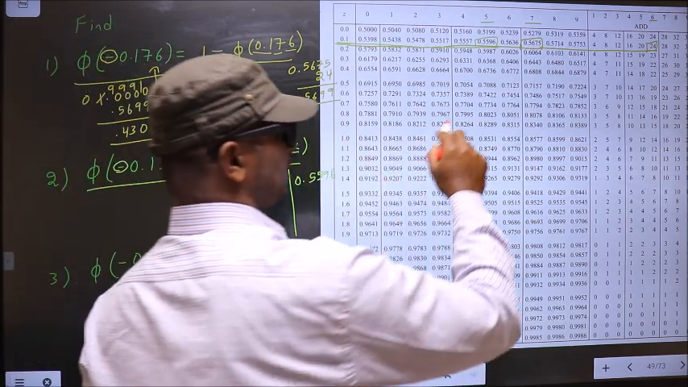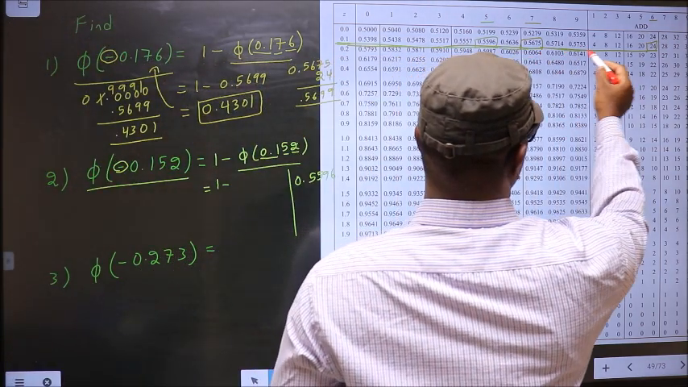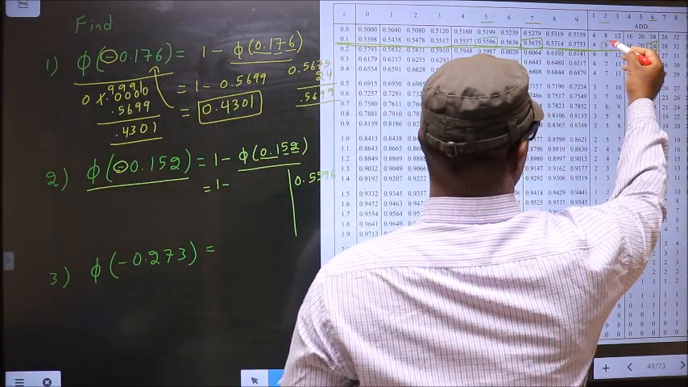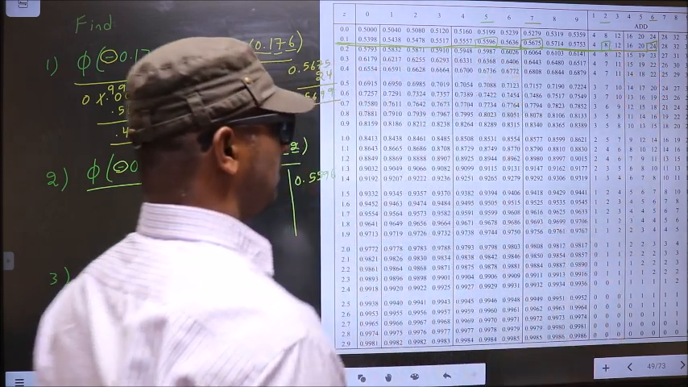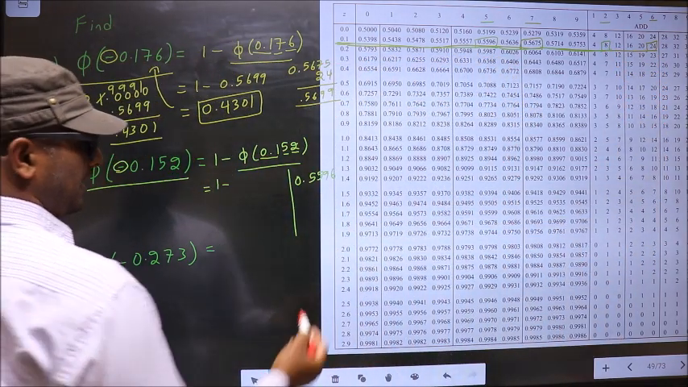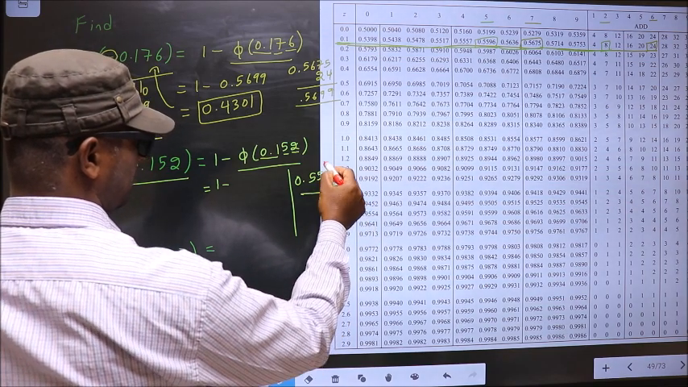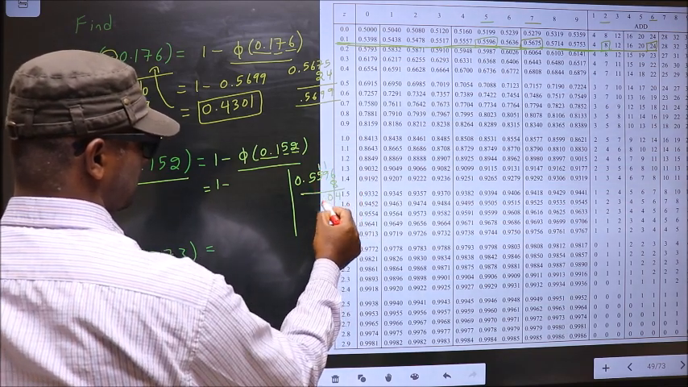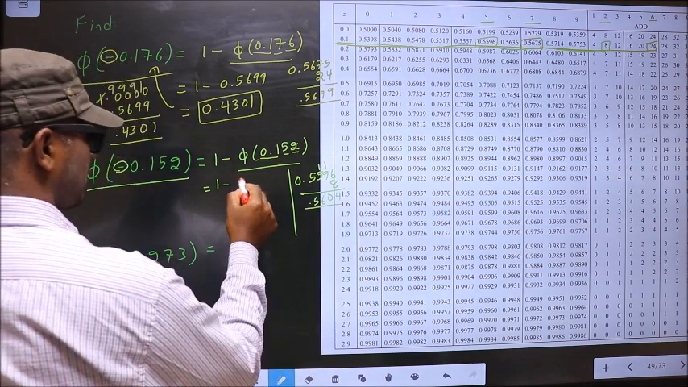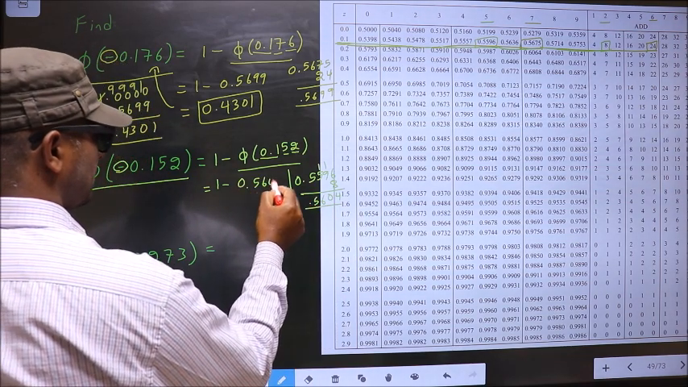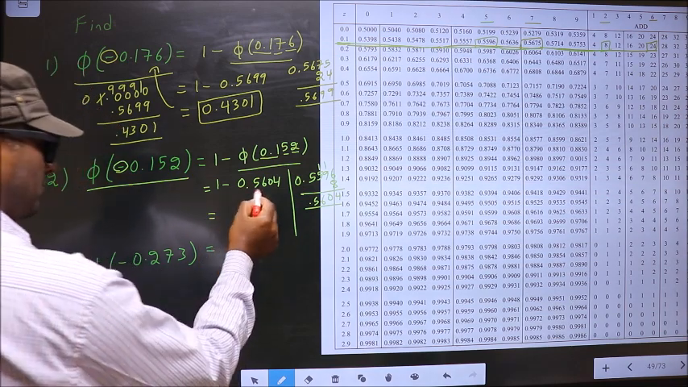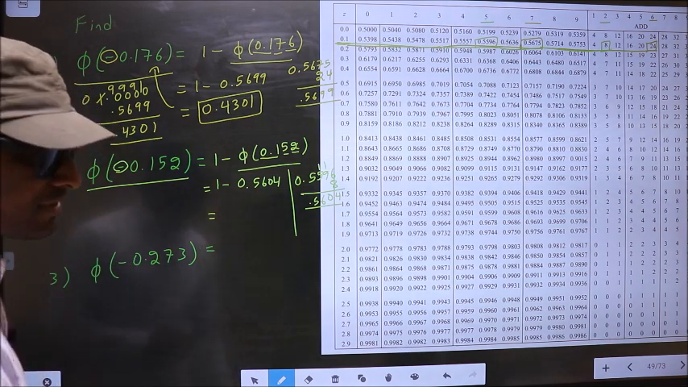Okay, now. Next decimal is 2. So in the same row, at number 2, I have the number 8. So now you add 8 to the last digit. So we get 0.5604. So 1 minus this is our answer.